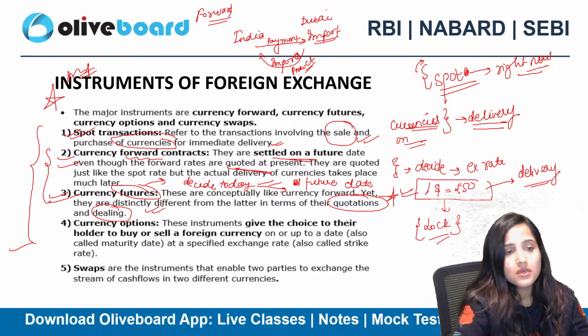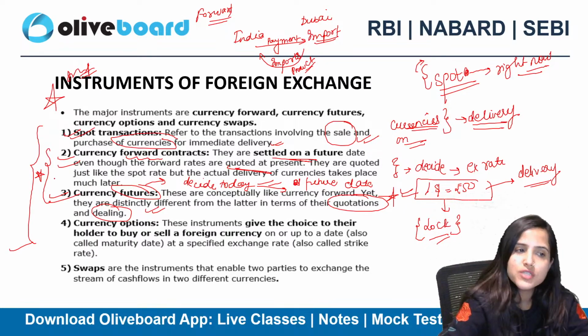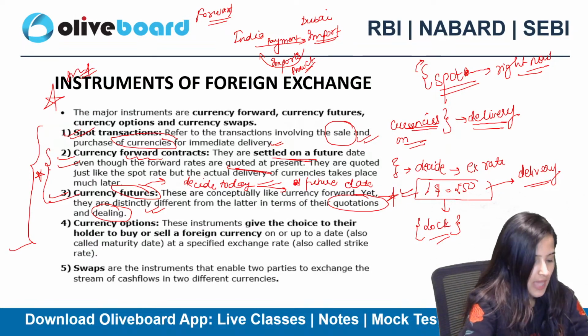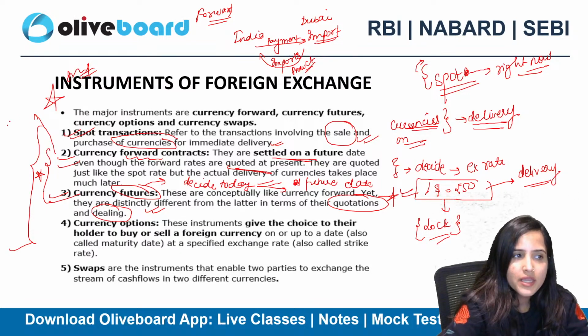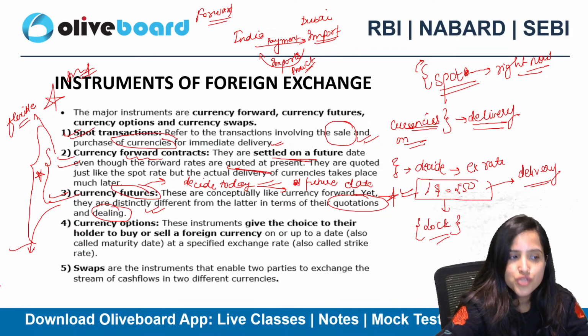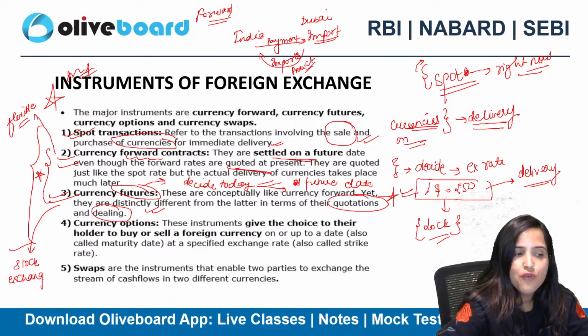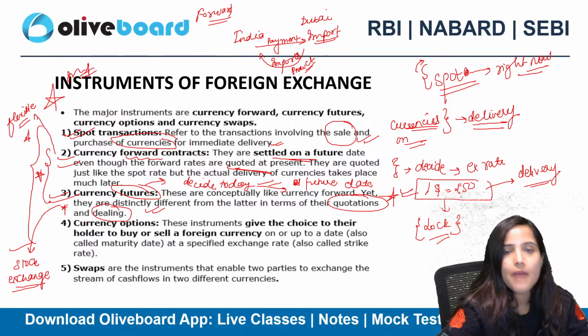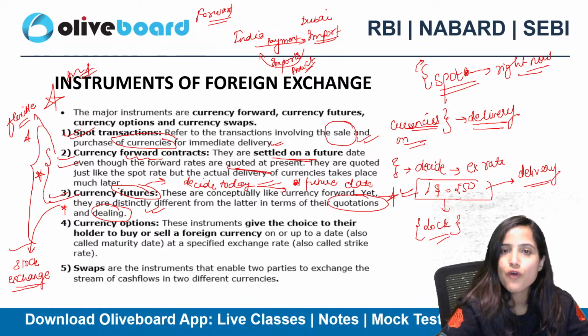So basically, in case of your forward and future market, they are almost the same. This is happening on a future date, but the only difference is that the forward market is more flexible. But in futures, वो सिर्फ आपके stock exchange पे ही trade होते हैं. So in case of your forward market, there is no need to trade it on the stock exchange. बट फ्यूचर्स में आपको स्टॉक एक्सचेंज से ही ट्रेड करना है. ओके, दैट इज द डिफरेंस बिटवीन फॉरवर्ड एंड फ्यूचर.